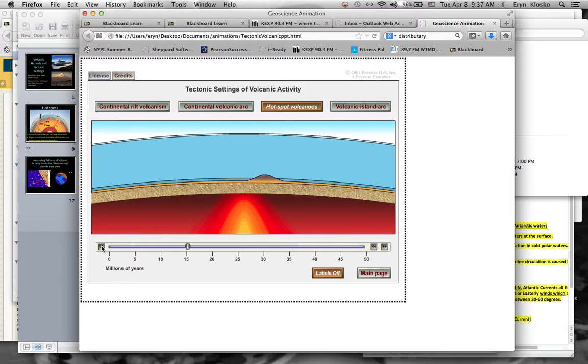But because plate tectonics is occurring, the plate that lies above the hotspot moves away, and so we start to create successive islands or volcanoes on the land that get progressively older with distance from the hotspot. And so it's a very slow process. If you look at the time scale down here, this is between 0 million years and 50 million years in the future.